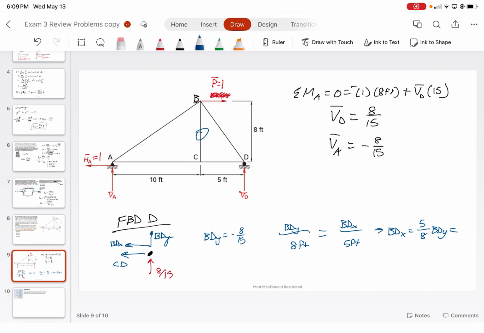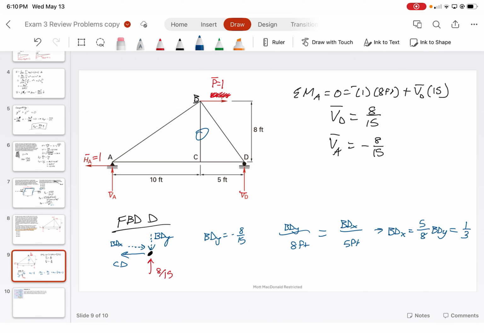Which gives us 8 over 15, 1 over 3. All right, now I'm going to redraw these arrows here to then just be going downward. So I'll do those in this dashed line here.